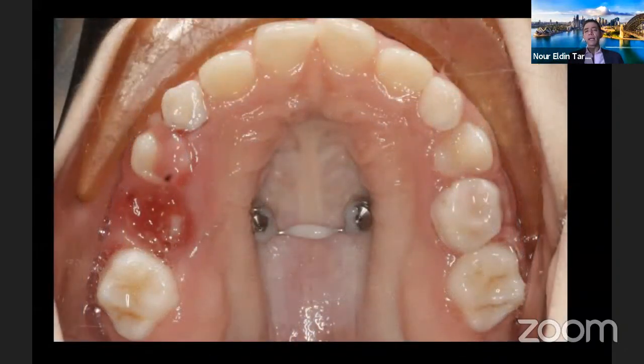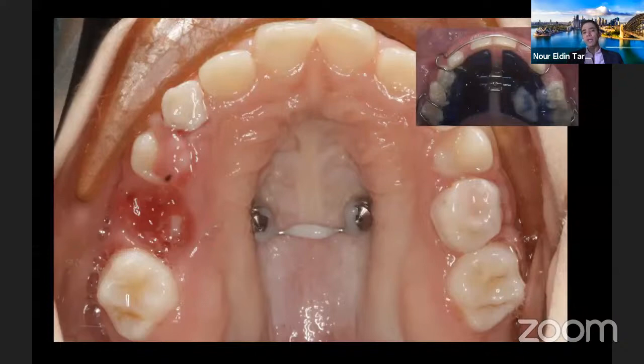Now the appliance is out. And because I want the tongue to occupy the palate, she's not going to be given a removable retainer. We will place a skeletal retainer, and that way the tongue is completely free to sit in the roof of the mouth.